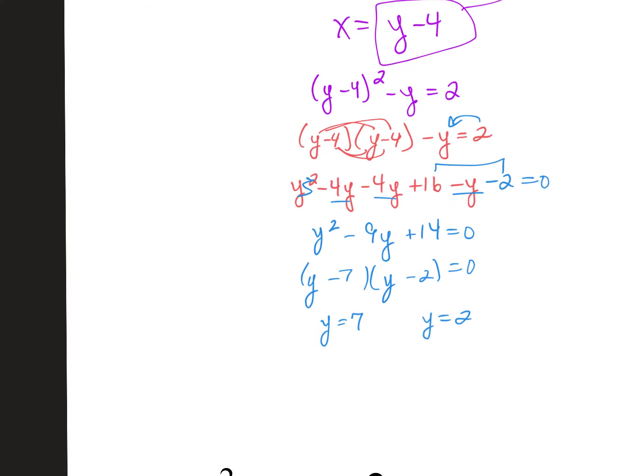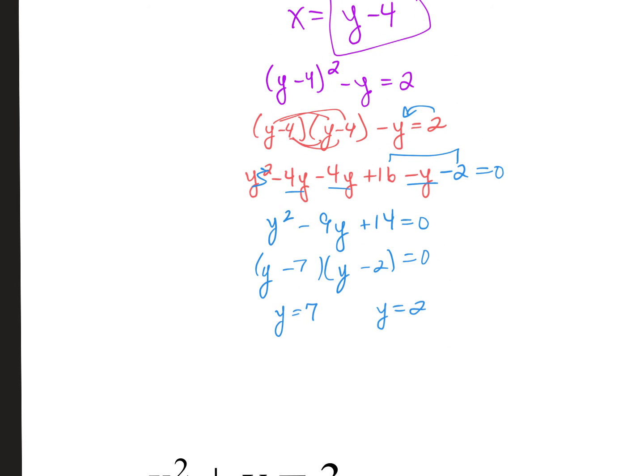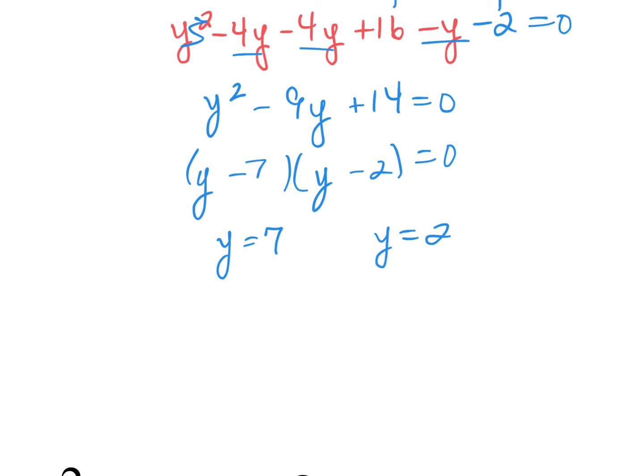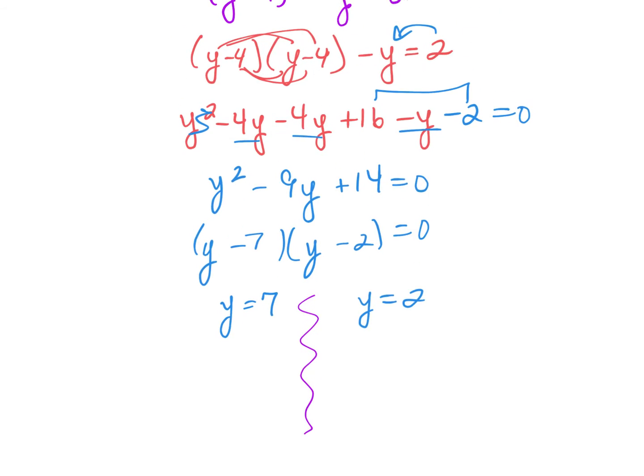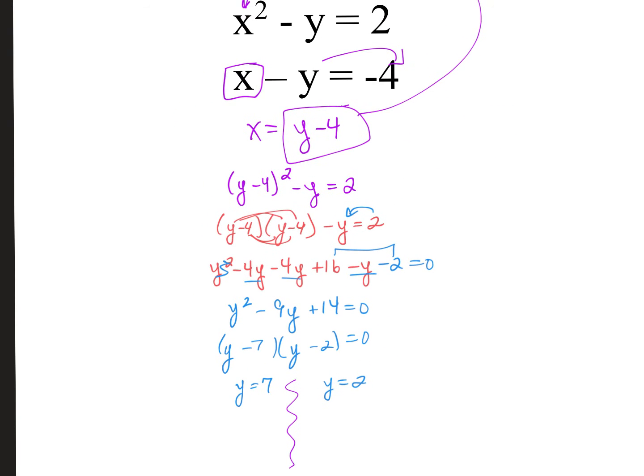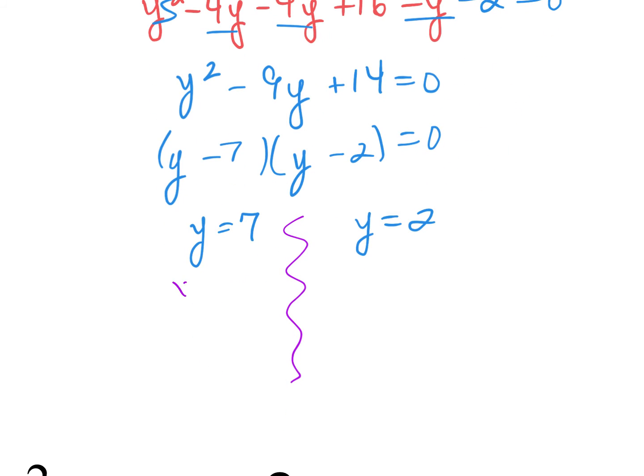Okay, so now we take one more step. Oh, my Apple Pencil's about to die. Great. We take one more step, and we're going to substitute in. So I'm going to take the easier of the two equations: x minus y equals negative 4. So I'm going to plug in 7. So x minus 7 equals negative 4.